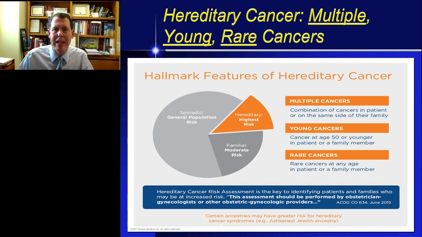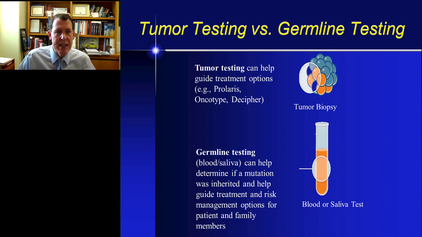So let's step back a little bit and compare tumor testing versus germline testing. Tumor testing is basically when you take a piece of a tumor or a cancer and you're looking for genetic alterations or mutations in the tumor itself. And later on in the presentation, we're going to be talking about a number of commercially available molecular genetic tests that can be done on tumor tissue. So that's the second half of this talk.